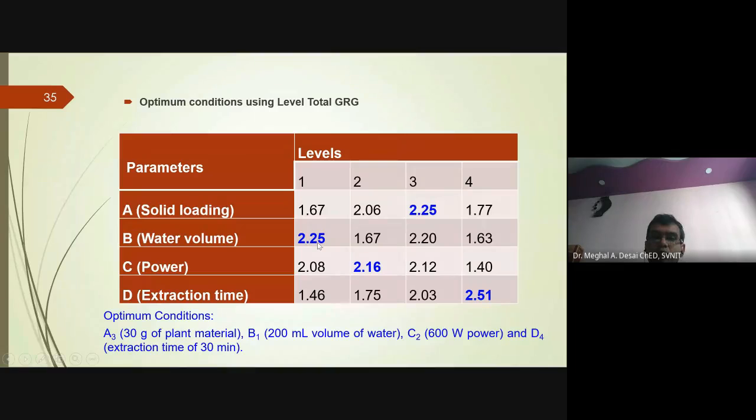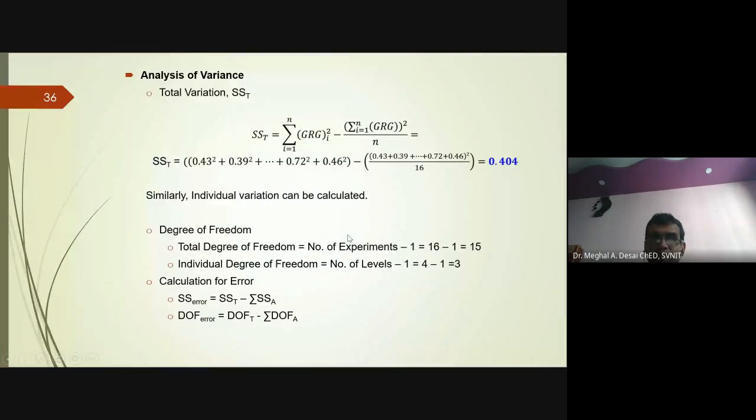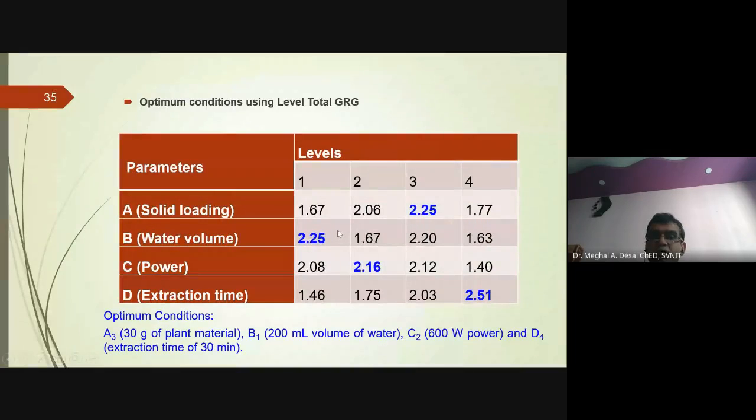So we will select the highest GRG value over here. So A3 30 gram, B1 200 ml, C2 600 watt power and D4 30 minutes of extraction time. They are the optimum condition as per GRG, gray relational grade analysis plus Taguchi method. And these conditions are different from what we have found in single response analysis, which we will see also. So the first task is over.